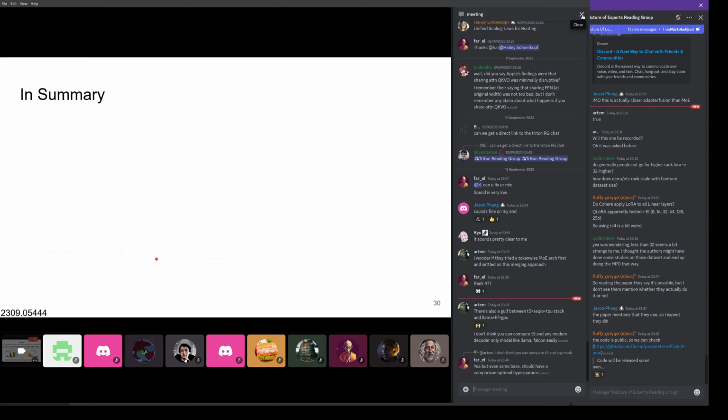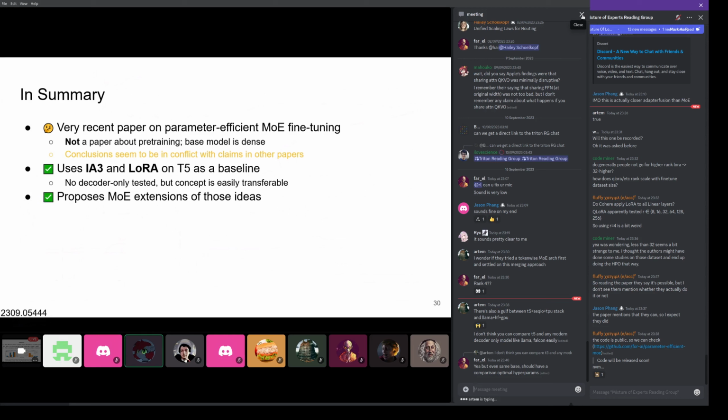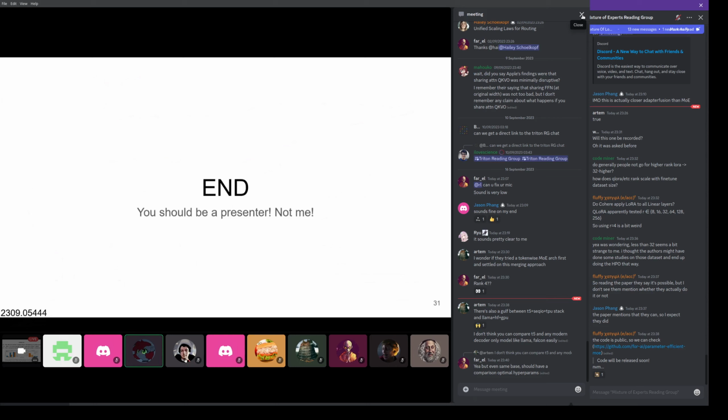Inductive biases out. And so, in summary, Cohere released a paper about mixture of vectors and mixture of LoRA. The results are positive, but are a little bit sus in light of other papers like QLoRA. They convert the IA3 method and the LoRA adapter method over T5 to use mixture of experts. And they generally advocate for using a soft mixture of experts rather than a sparse mixture of experts because sparse performs worse in this situation. And that's basically it.